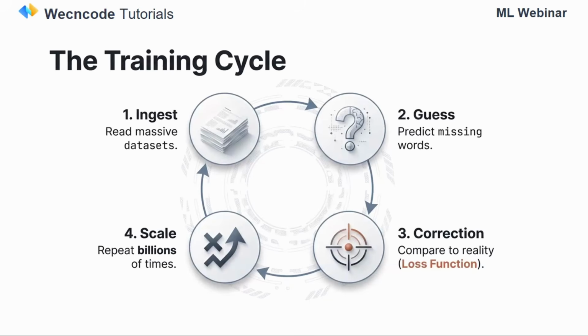And then, oh, sorry, I just skipped one, or even two. Sorry, I took it the wrong way. So we have ingest, and second, we have guess. That means after reading this massive data set, it predicts the missing words. So we say, the capital of Nigeria is, then it tries to predict based on the data set it's been given.